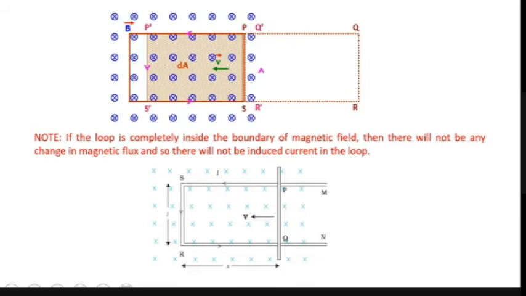What is happening to area? Increases or decreases? Malavika, does the area increase or decrease? Decreases. Area decreases. There is a change in area, change in flux, induced EMF. Okay. So here again you can find the direction of induced EMF with the help of Fleming's right hand rule.